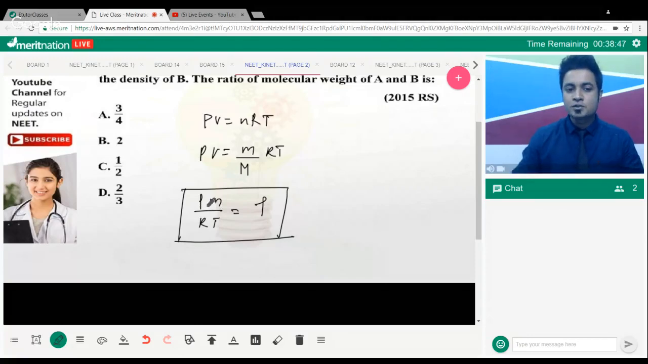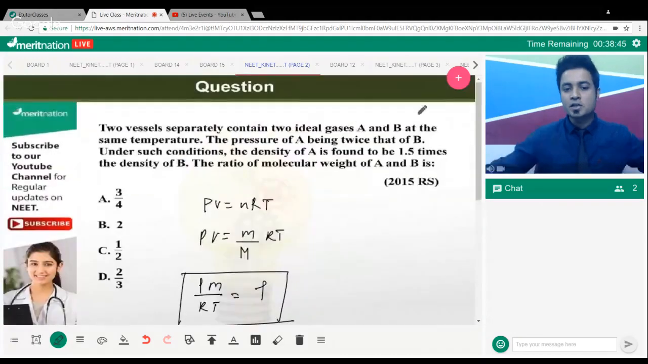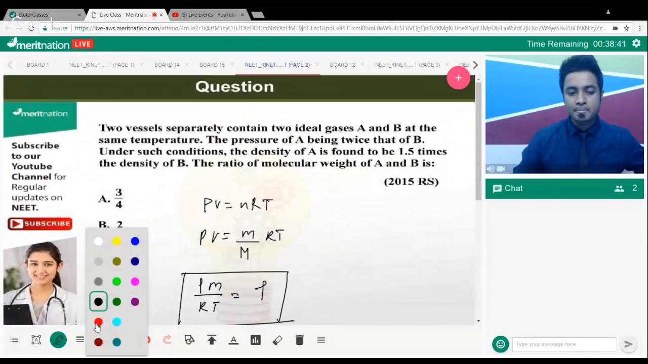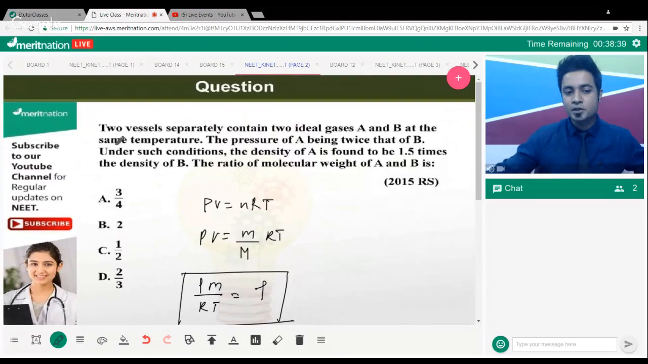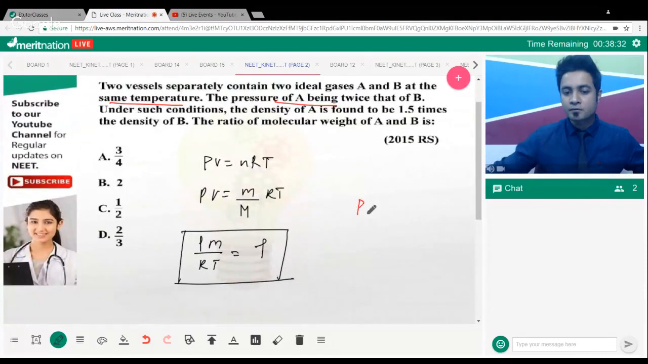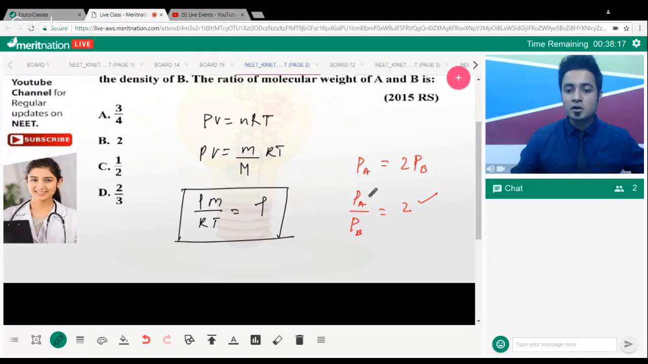So this is the density relation with the other terms like the pressure and the molecular weight as well. Here in the question, it is given that the two ideal gases A and B are at the same temperature. The pressure of A is equal to twice the pressure of B. And the density relation is also given.